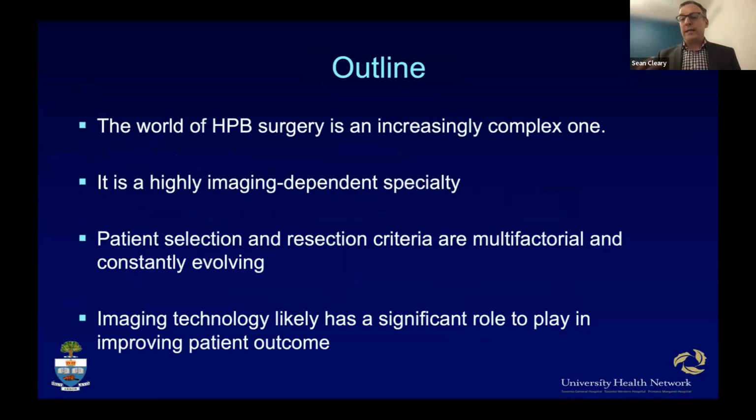And really, I think this is not new to anybody in the audience, but the practice of liver surgery, and particularly hepatobiliary surgery, is increasingly complicated.